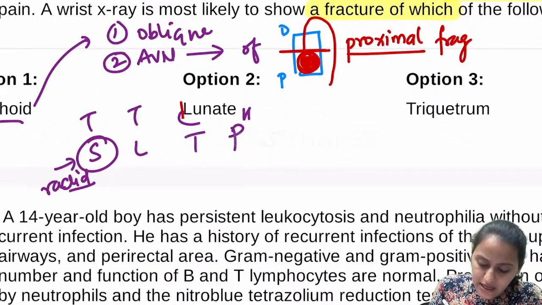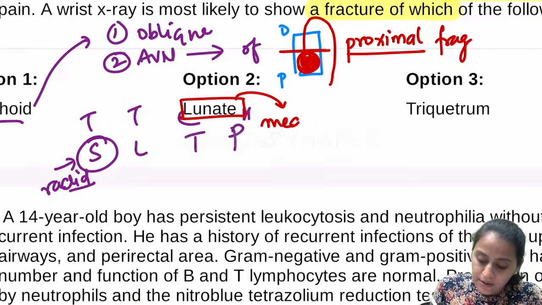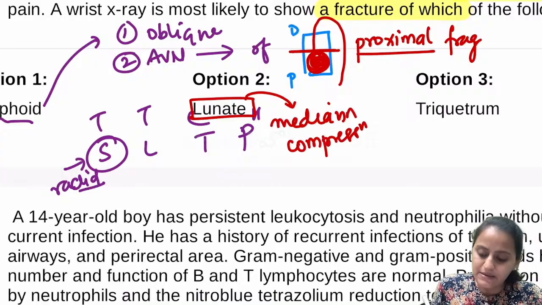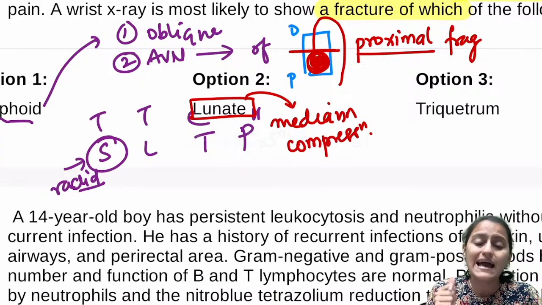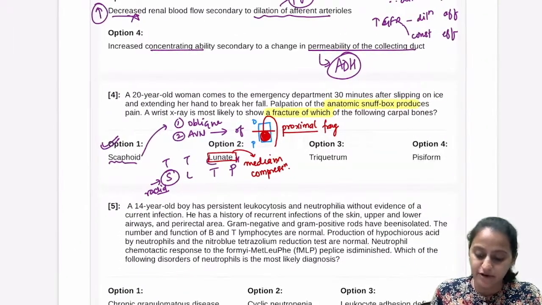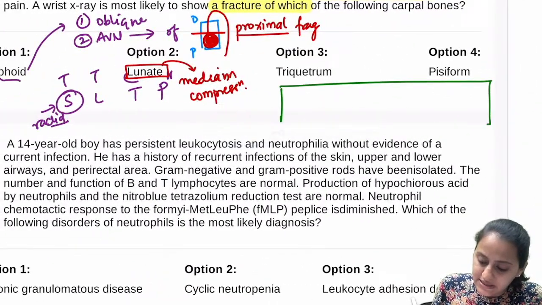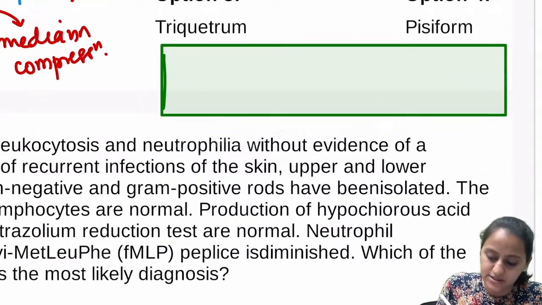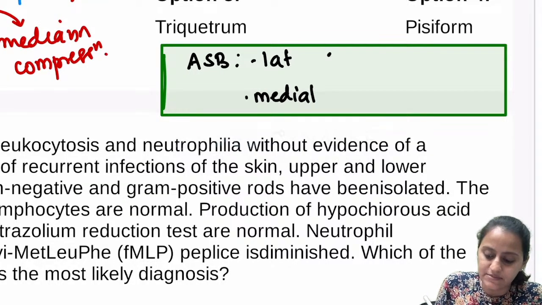It is the lunate bone dislocation or lunate bone fracture which can lead to median nerve compression. Okay, remember median nerve compression is because of the lunate fracture or lunate dislocation. Anatomical snuff box tenderness is scaphoid fracture. A quick question here. Tell me the muscles forming the borders of the anatomical snuff box. What is the lateral border and what is the medial border, guys? Anatomy, very, very important.